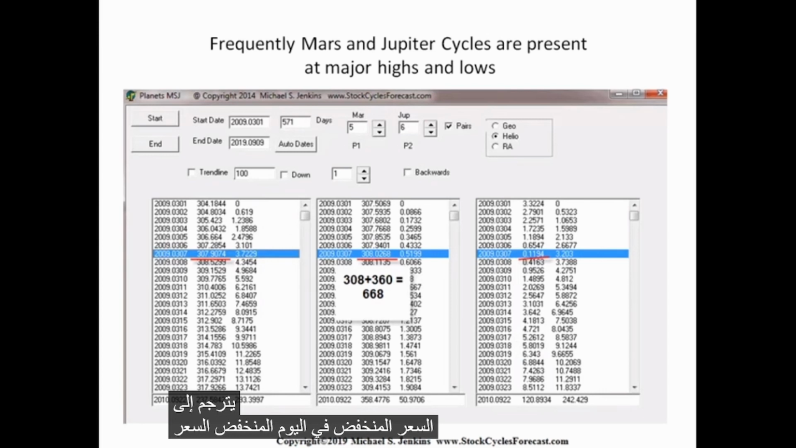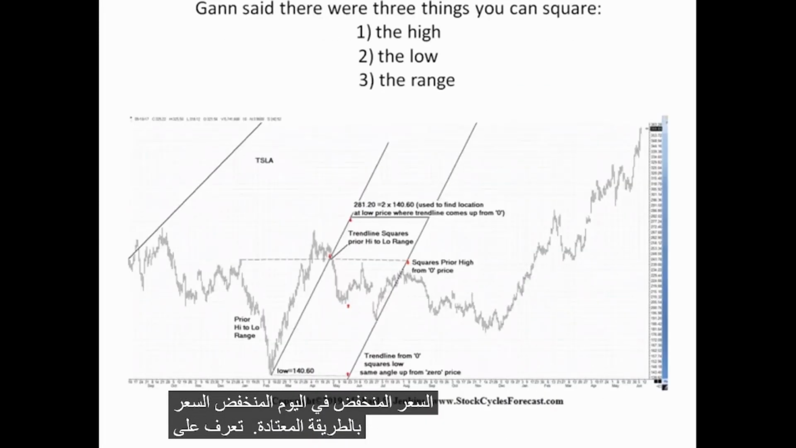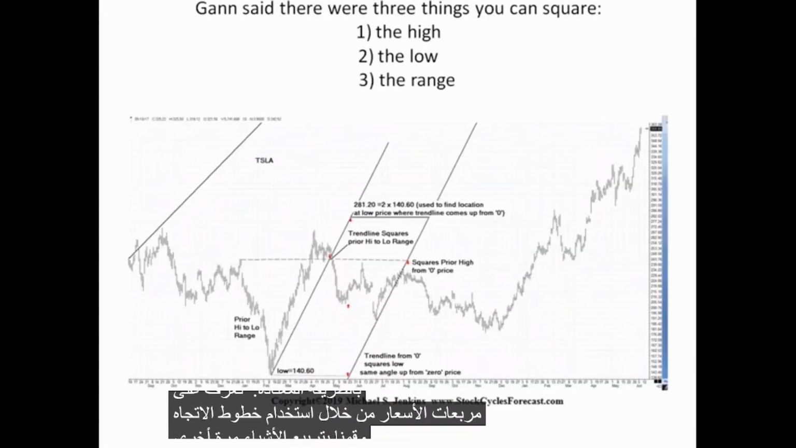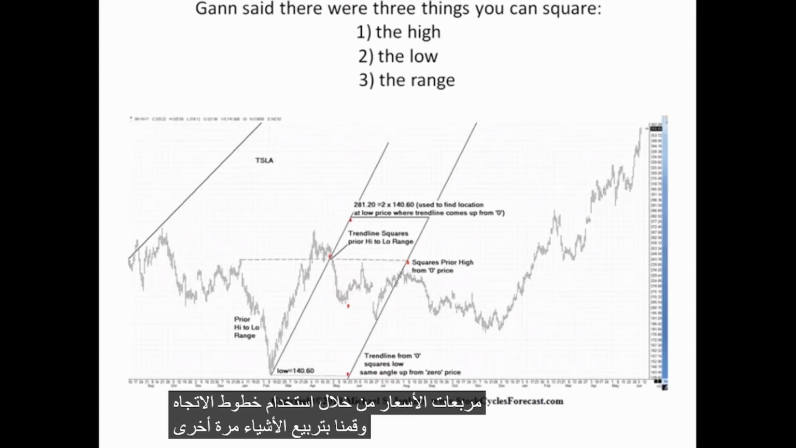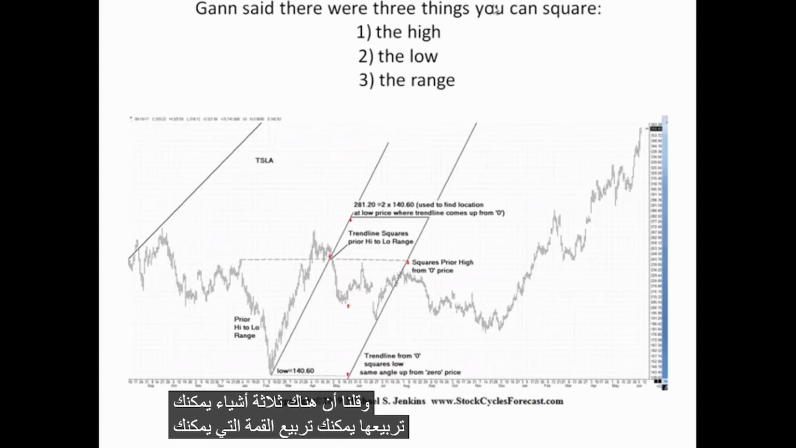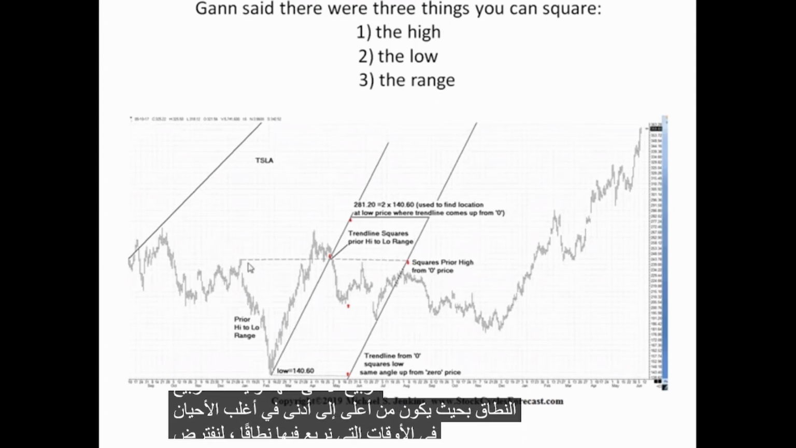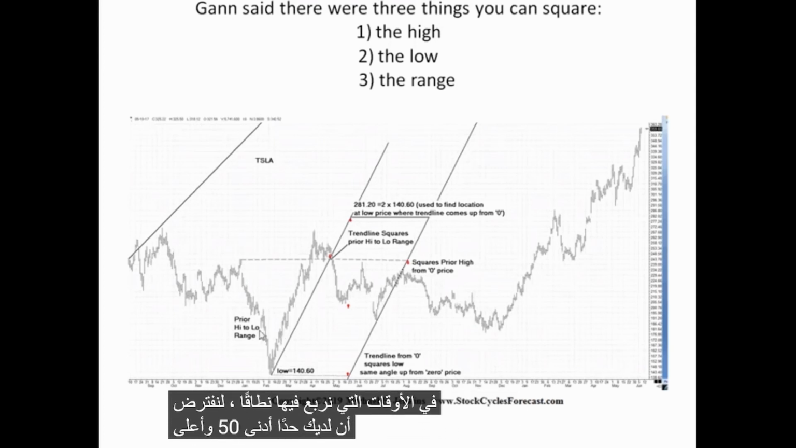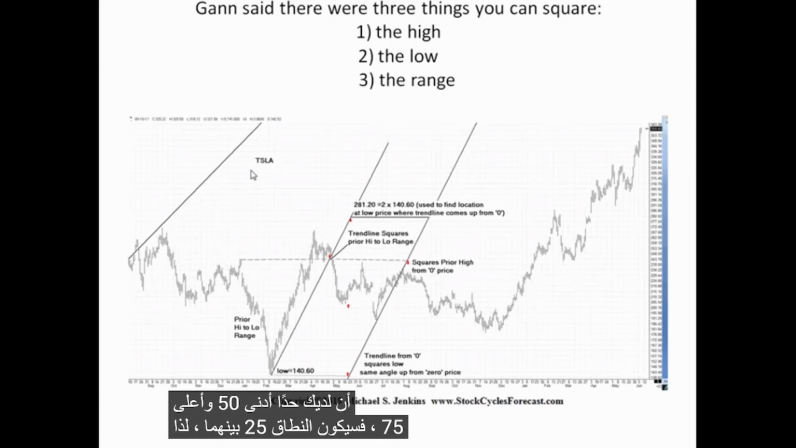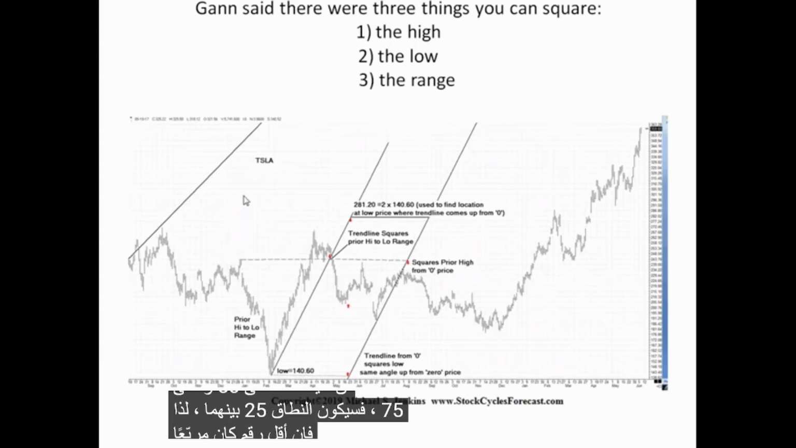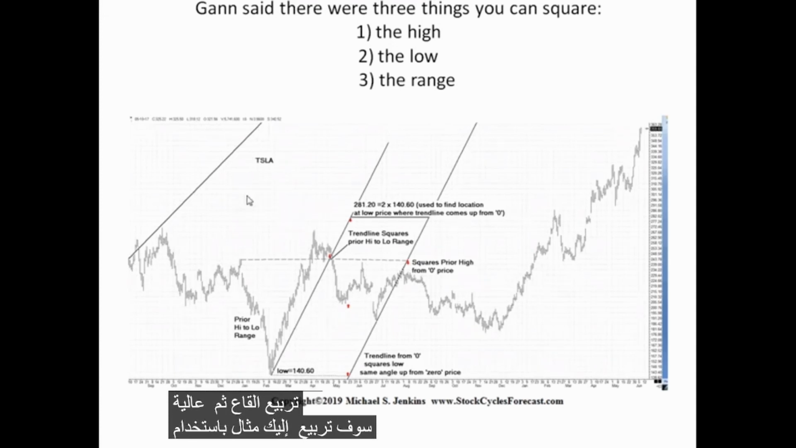The usual way we find out about price squares is through the use of trend lines, and we square out things. Dan said there were 3 things you can square. You can square the high, you can square the low, or you can square the range. So from a high to a low, most of the time we square a range. Let's say you had a low of 50 and a high of 75. The range would be 25 between them. So the lowest number that would square out first would be the range, and then the low would square out, and then the high would square out.